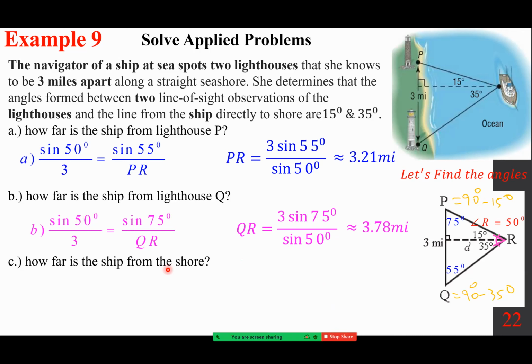How far is the ship from the shore? We want this distance, which is the H, if you will. There are many different ways of handling it. One of them would be sine of 90 over 3.21. Remember, this one is 3.21. This side is 3.2. And this side is 3.78.